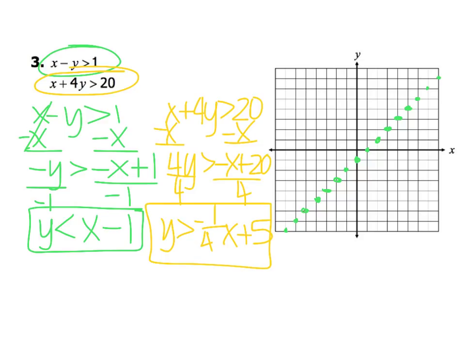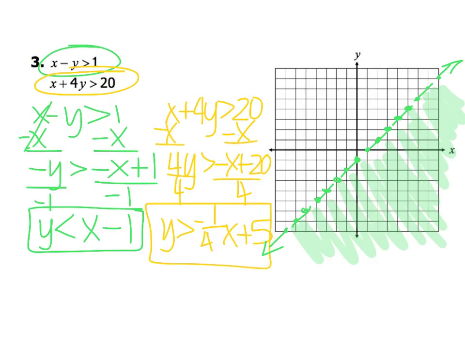Now, because this is just less than, y is less than x minus 1, it's going to be a dashed or dotted line. It is not a solid line, it is a dashed line. So when we're connecting our points, we want to be sure to use a dashed line here. And then for this one, we're going to shade below the line because it's less than. So we shade below the line.